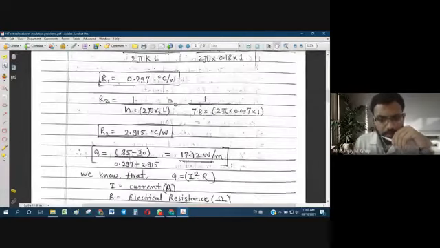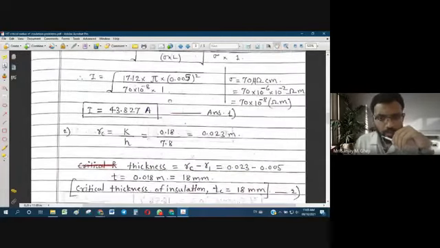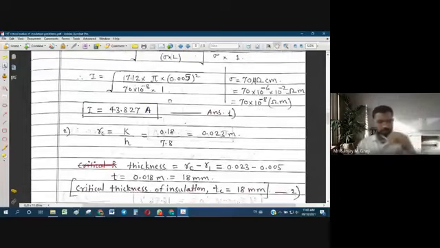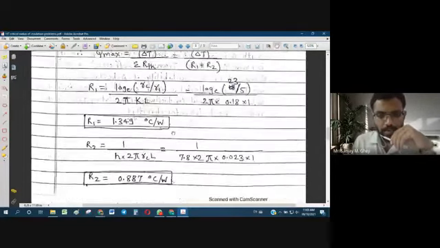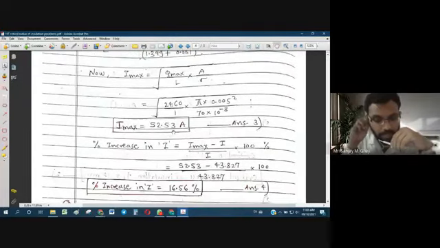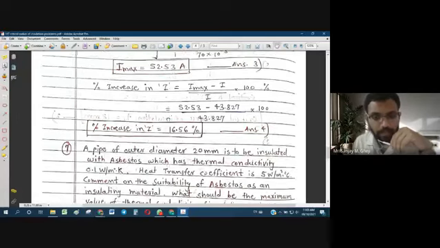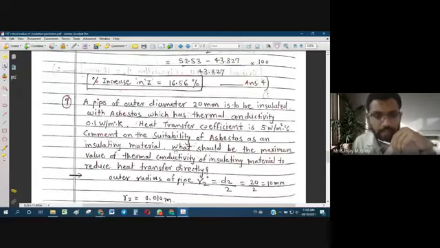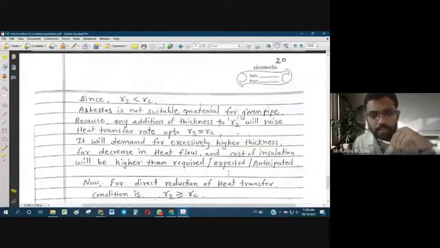So now we have covered two types of problems for critical radius. In one case we saw how the heat transfer rate can be reduced, and in the other case, that is this problem, how the heat transfer rate can be increased. So both cases are covered.